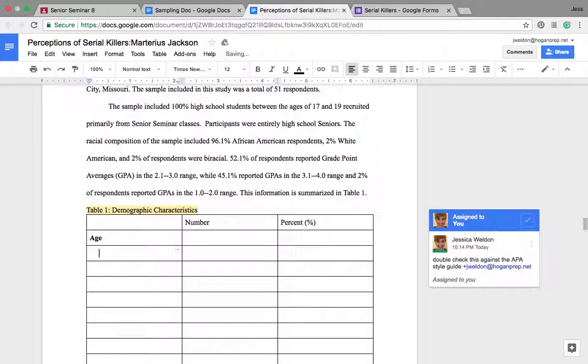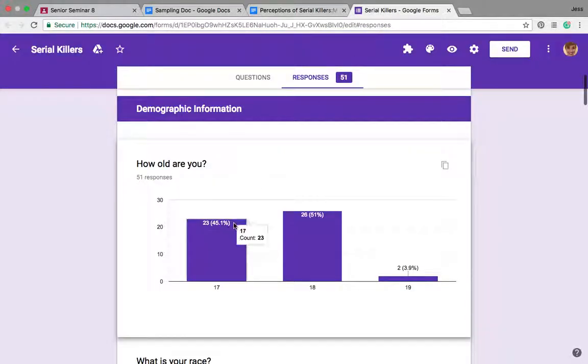Then type the first age category. So it's 17, then I'm going down to the next one, 1, 2, 3, 4, 5, 18. Then I'm going down to the next one, 1, 2, 3, 4, 5, 19. Okay, so then you want to know how many of the respondents numerically were 17.